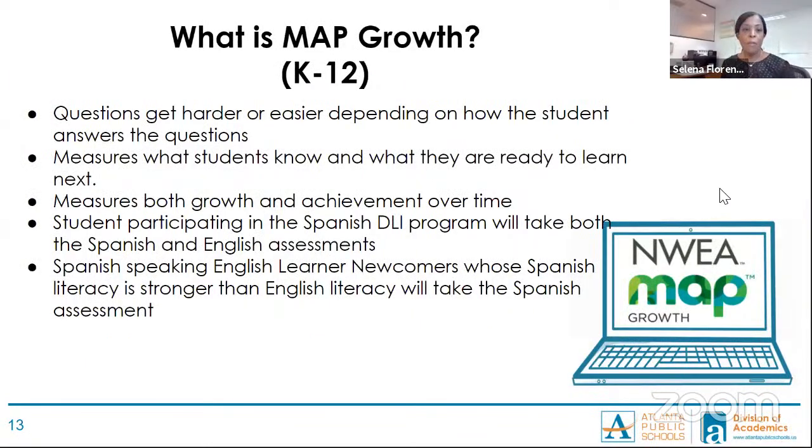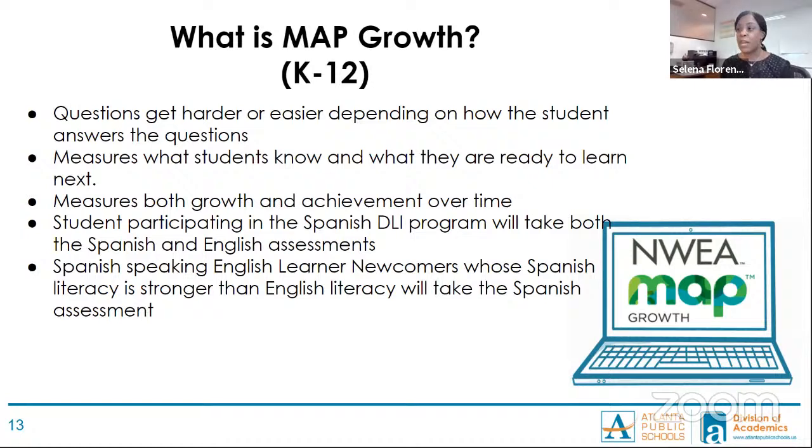A little more about MAP growth. As I said earlier, the questions get harder or easier depending on how the students answer the questions. So it's adapting to what students know. It measures what students know and what they are ready to learn next. So it tells the teachers, this is what they are ready to learn next. It measures both growth and achievement over time. So we will know how much your child has grown from beginning of year to end of year, and also their specific levels of achievement.